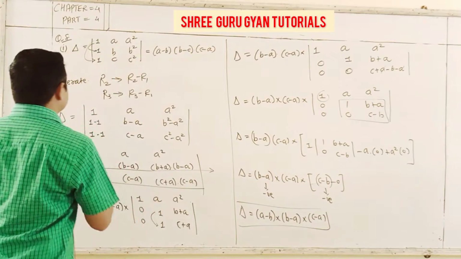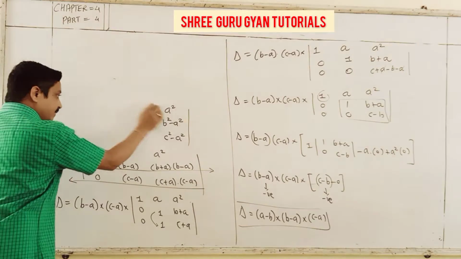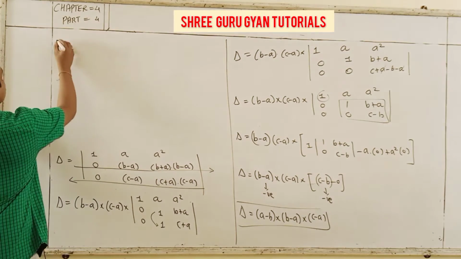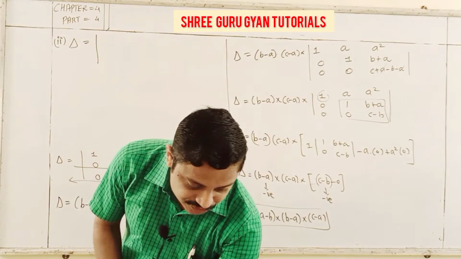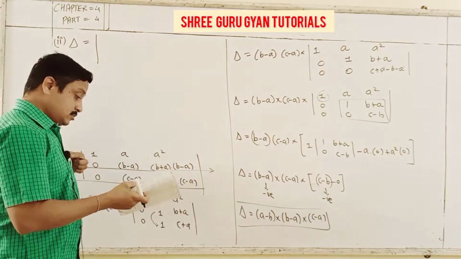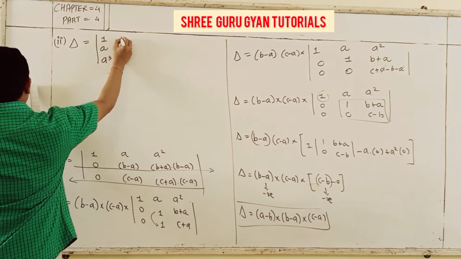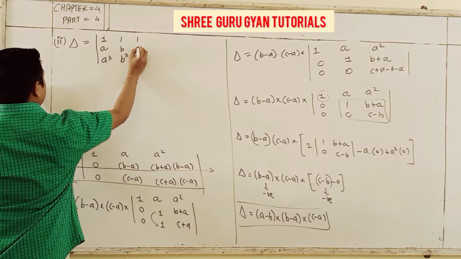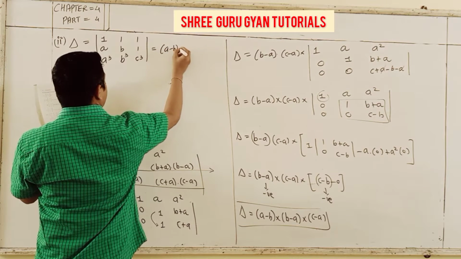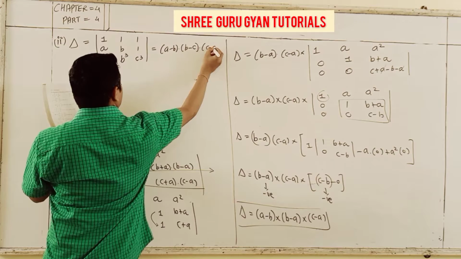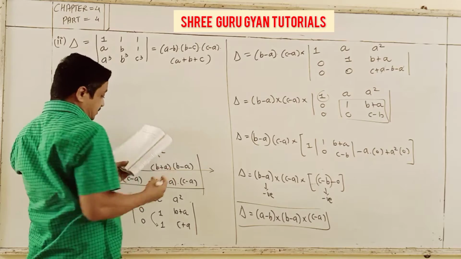That's your final short answer. Now the second one, students, similarly. In question 8.2, the del is given, but it is a big question according to the first one. The determinant with rows 1 1 1, a cube, 1 b b cube, 1 1 c cube, is equal to (a minus b)(b minus c)(c minus a)(a plus b plus c).